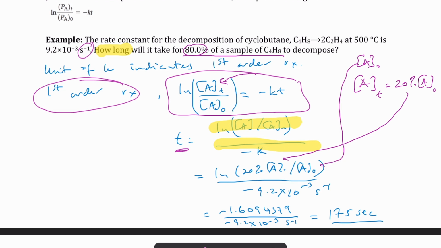So 20% A naught over A naught, the A naughts cancel away, so it's just the natural log of 20%, which is going to be a negative number. It's given right here, and then divided by the rate constant, which is this other negative number, because it's negative k. The unit is per second. It's at the bottom in the denominator, so 1 over inverse second becomes second, and if you do the division, you get 175. It'll take 175 seconds before 80% of the cyclobutane is consumed.